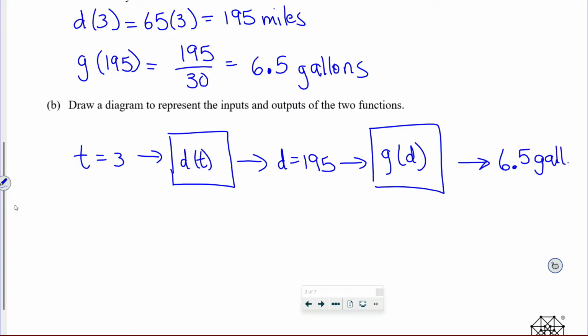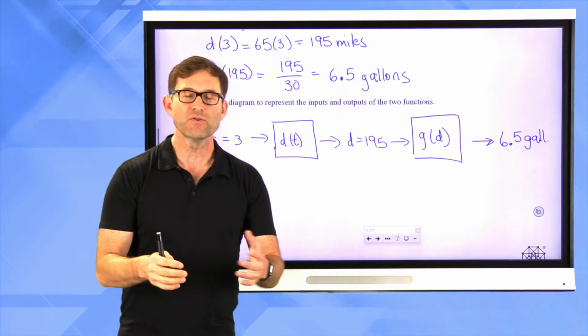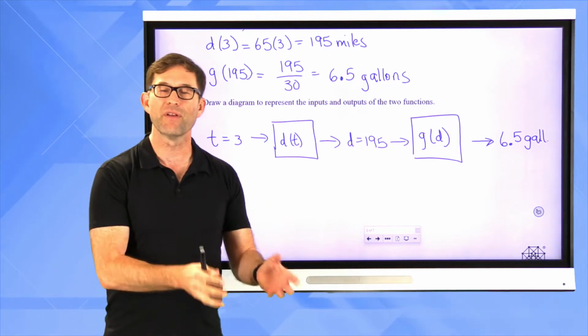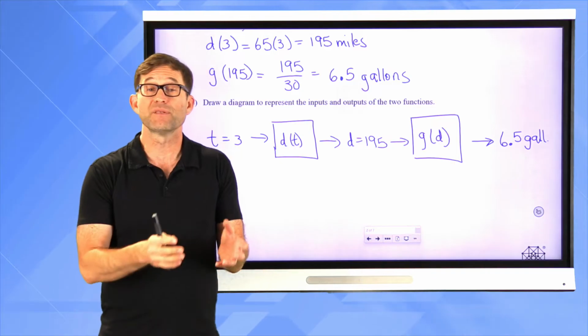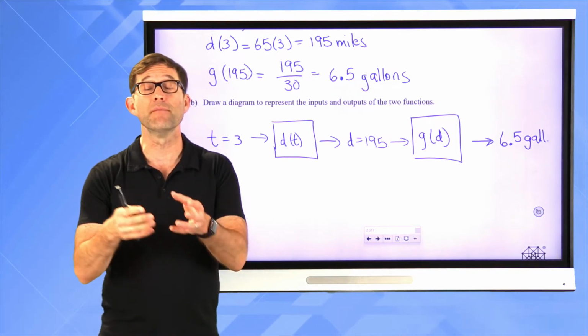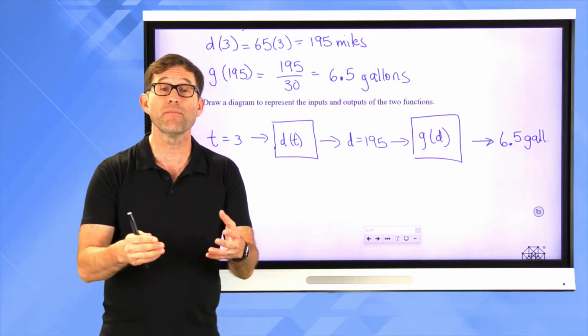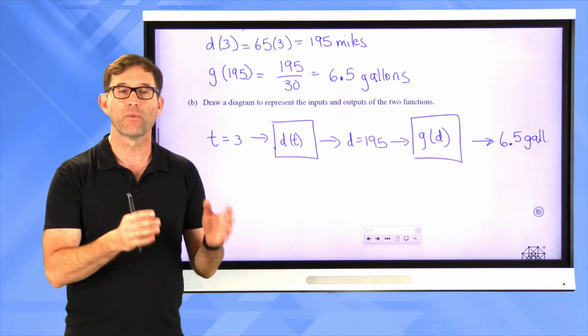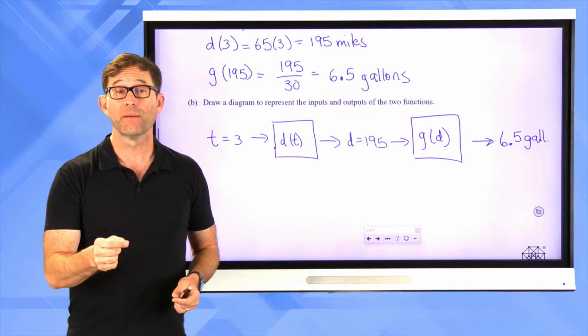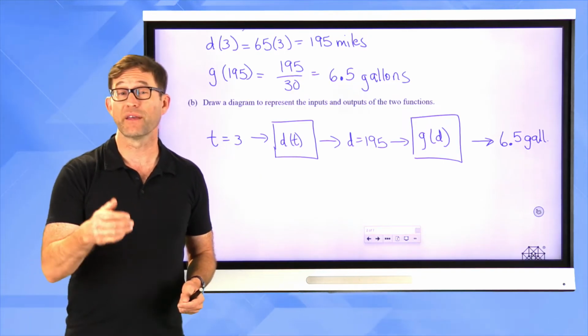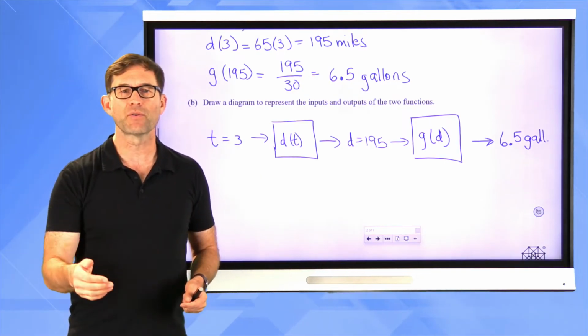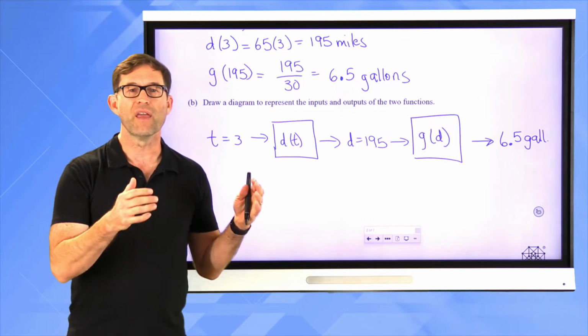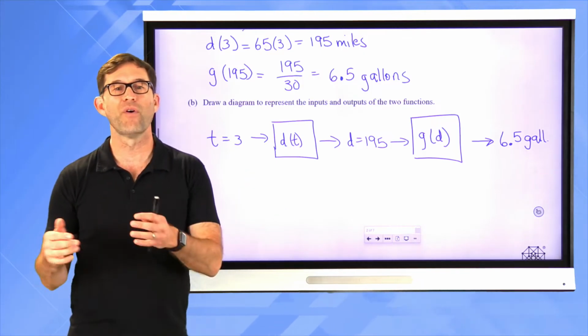And it makes all the sense in the world, right? Functions take an input and they give an output. Sometimes that output can then serve as the input to another function if it makes sense. And it oftentimes does in a real world setting. A lot of times this could make sense if you had some kind of geometric formula for, let's say, the area of something or the volume of something.